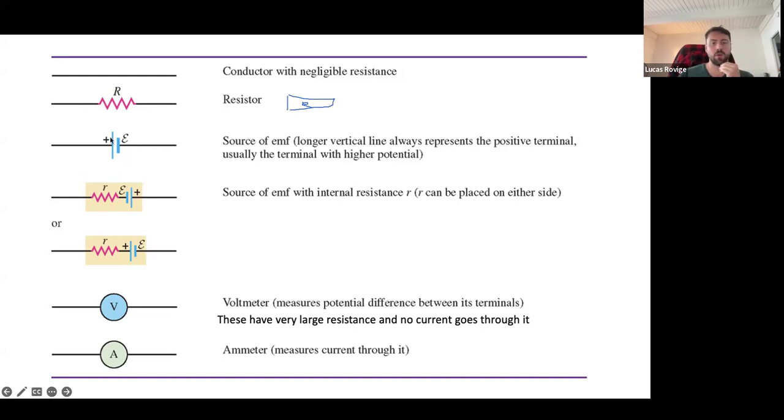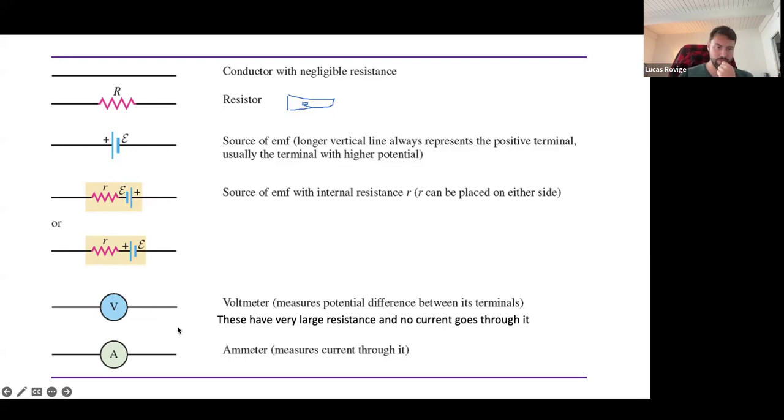Here, these usually describe a battery or, more generally, a source of EMF. We have a longer vertical line that represents the positive terminal, and then the smaller, thicker line represents the lower potential. And if we consider a real source of EMF, we can draw it as the ideal source of EMF plus a small resistance added beside it.